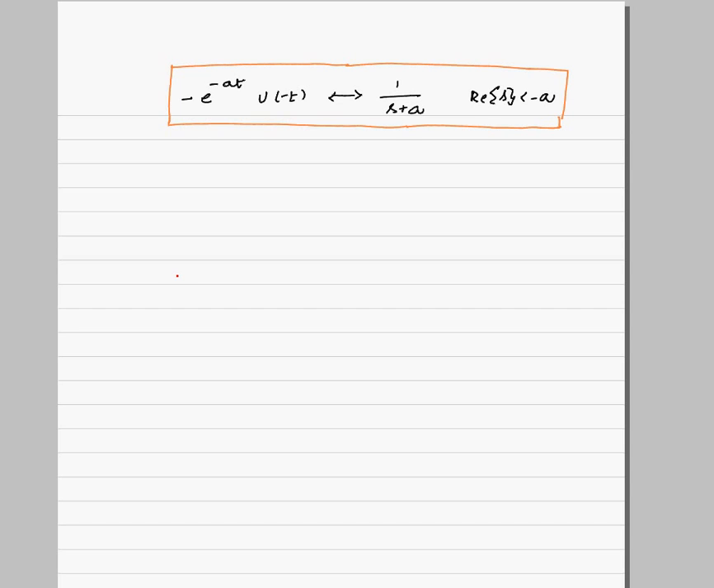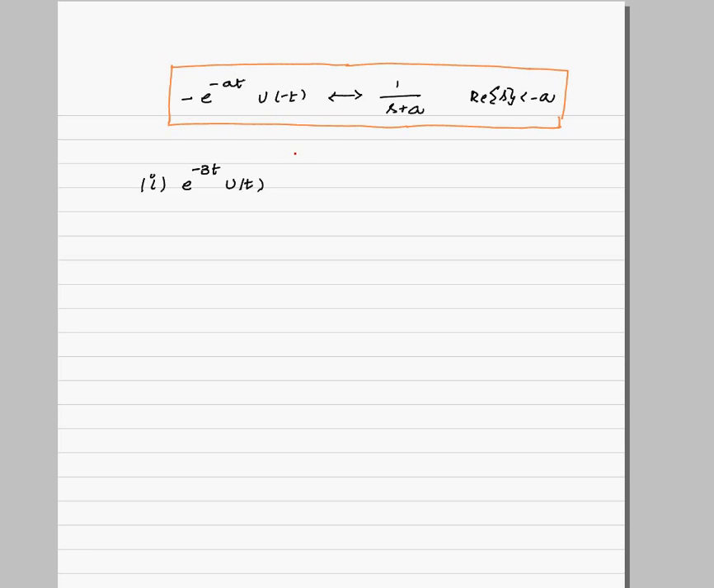Okay, so these two are very important results obviously. To get used to that, let us take a few examples. Let us try to find the Laplace transform of the following signals. First one, I want the Laplace transform of the following signal.